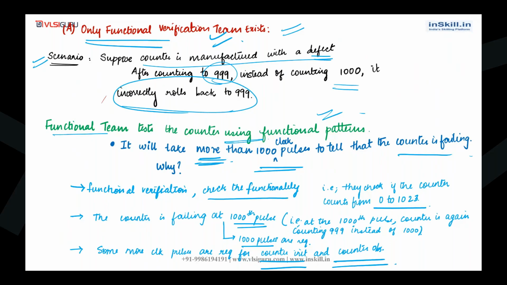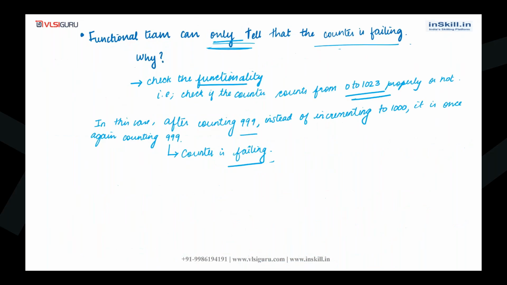And the functional verification team can only tell that the counter is failing. Again, the reason is that they check the functionality. In this case, they check if the counter properly counts from 0 to 1023. In this example, after counting 999, instead of counting 1000, the counter is again counting 999, so the counter has failed. So if only a functional verification team exists, they take more than 1000 clock pulses to tell that the counter is failing, and they can only tell that it is failing.